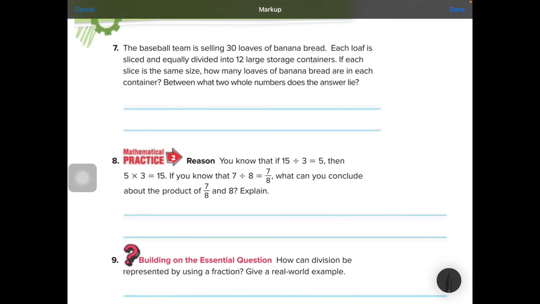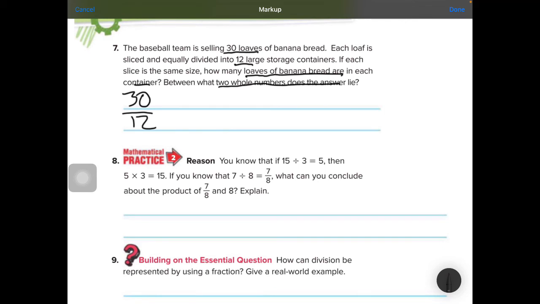Brain builder. The baseball team is selling 30 loaves of banana bread. Each loaf is sliced and equally divided into 12 storage containers. Okay, 12 storage containers and then 30 loaves of bread. Each loaf, okay, if each slice is the same size, how many loaves of banana bread are in each container? And then between what two whole numbers?